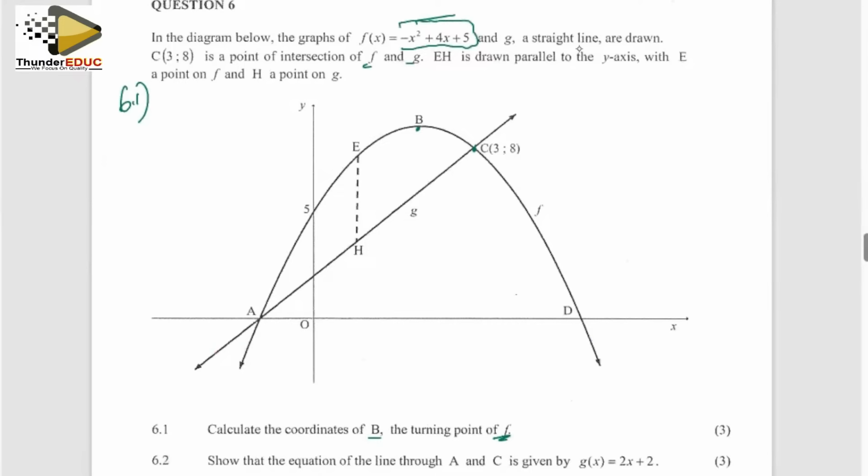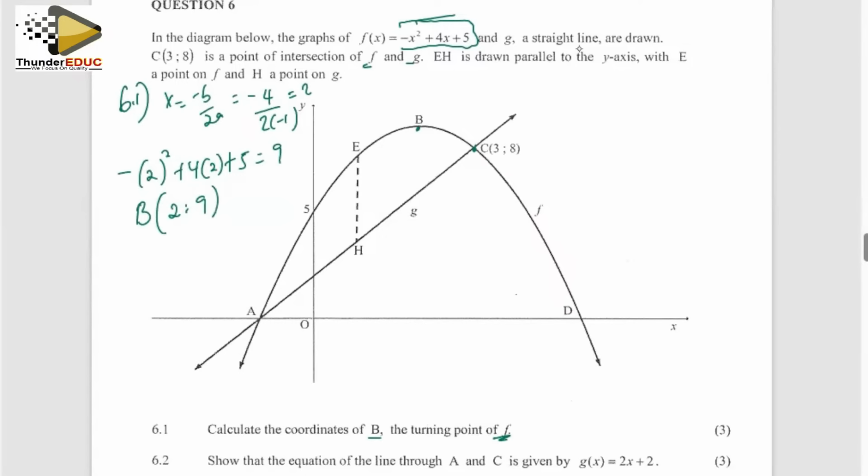For us to get the turning point, it's your choice now as candidates of grade 12, because you know about calculus. You can use the calculus, or we can just use the grade 11 approach, negative b over 2a. So our b is a 4. So negative 4 over 2 times -1, which means that the x value is a 2. They want the coordinates, so we need to substitute this 2 into the original equation. So it's going to be -2 squared plus 4 times 2 plus 5. That's 13 minus 4, which is a 9. So the coordinates of B are 2 and 9.